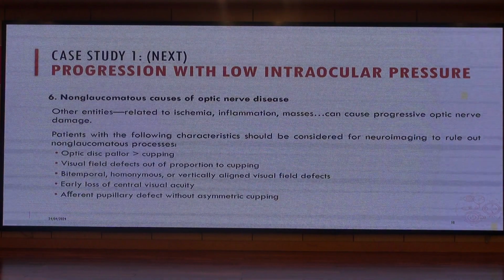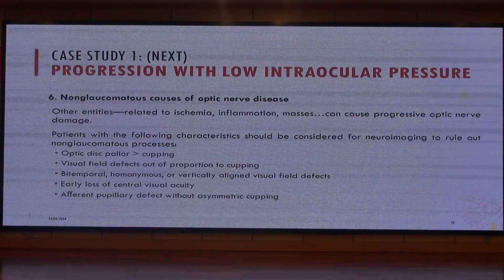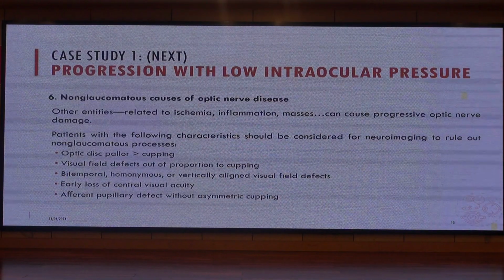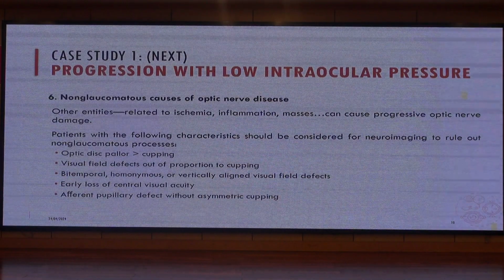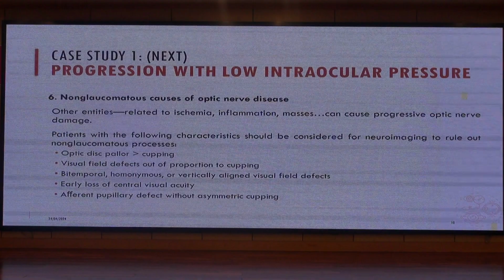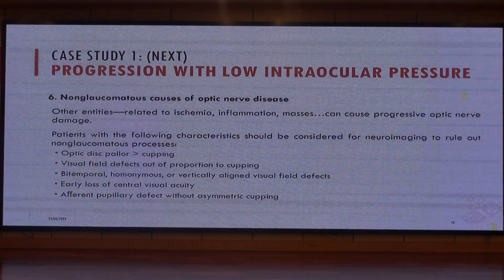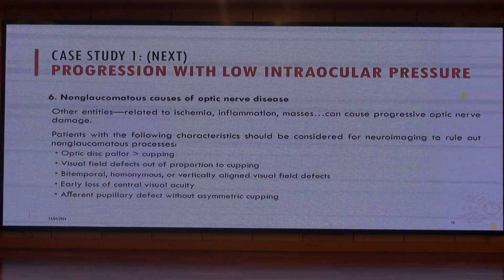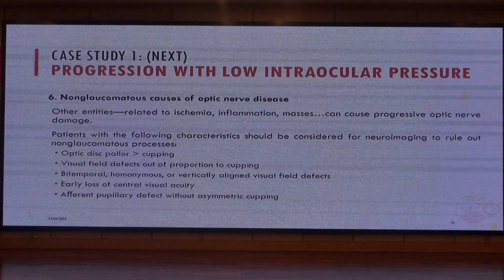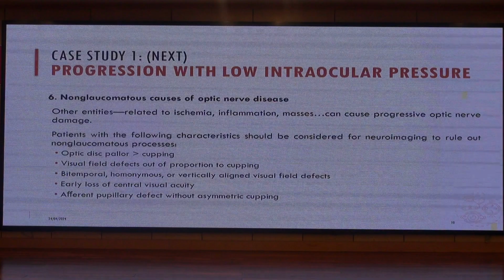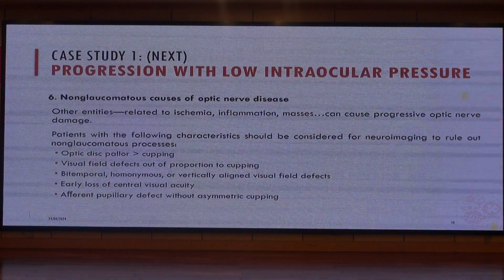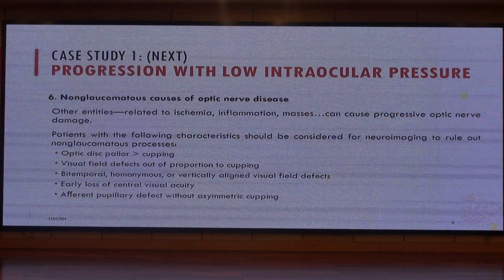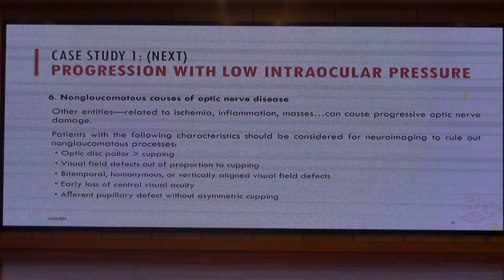Maybe the patient has true glaucoma, but they also have another disease of the optic nerve, and this also causes progression of the visual field and of the optic nerve damage. And if we identify these situations, we can treat this disease and we can hold or stop the progression in these patients.